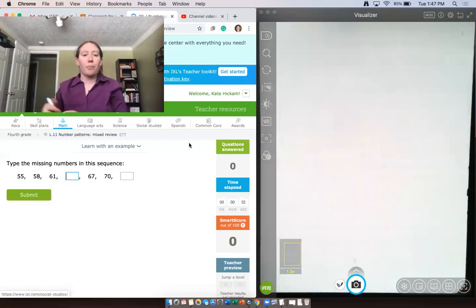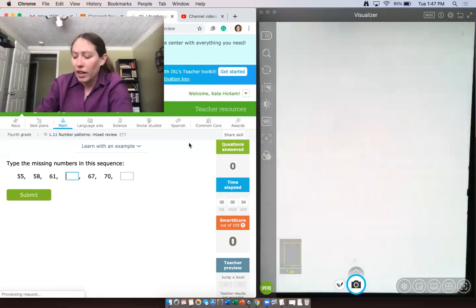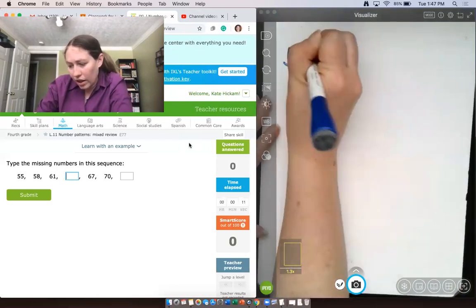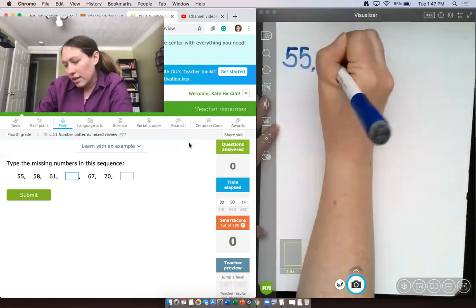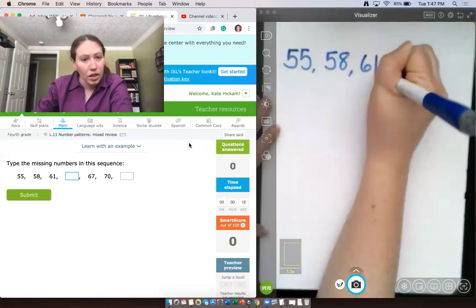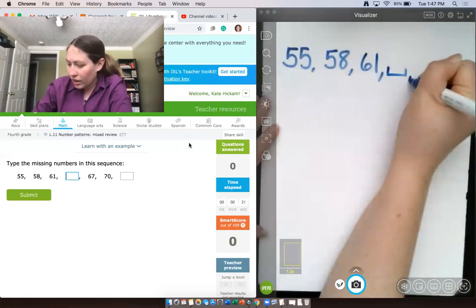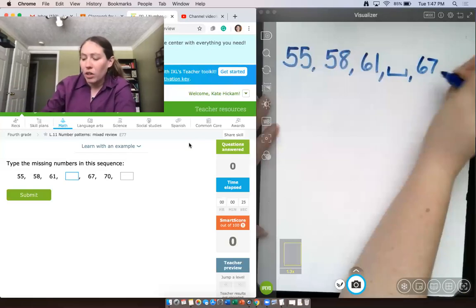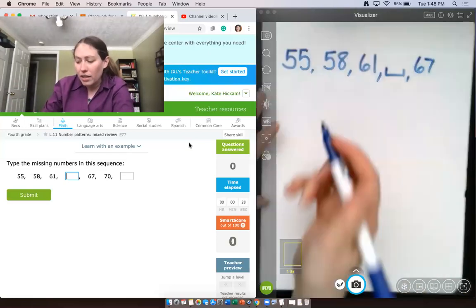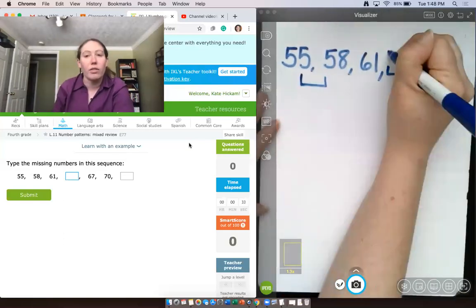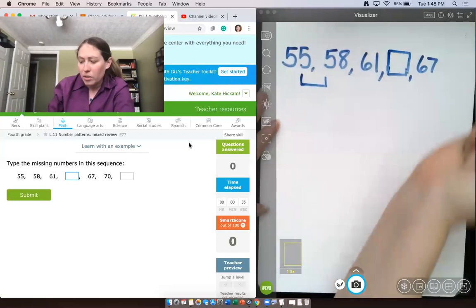All right, so we've got a few patterns already. We have 55, 58, 61, then we're missing a number, 67, and 70. But we're going to wait and figure out what the relationship between these two numbers is. So I'm actually going to make this a box to show that we're looking for it. So what's the relationship between these two?